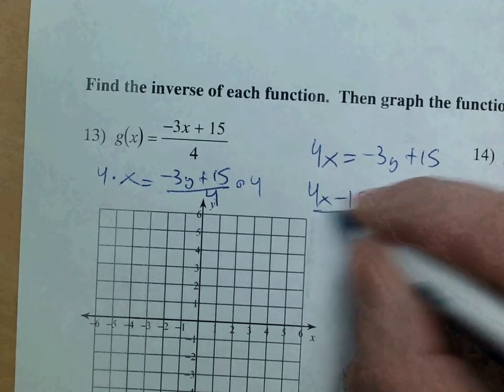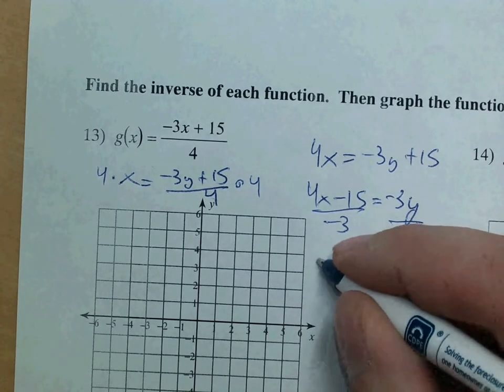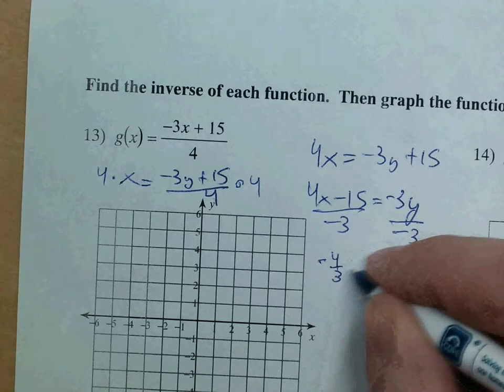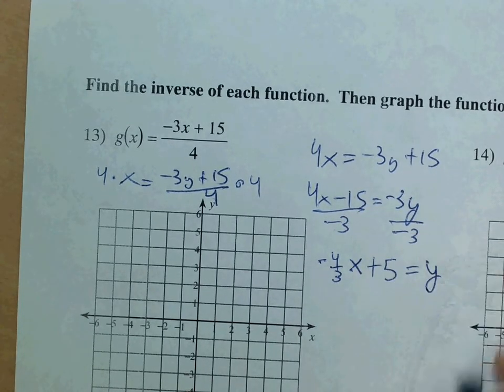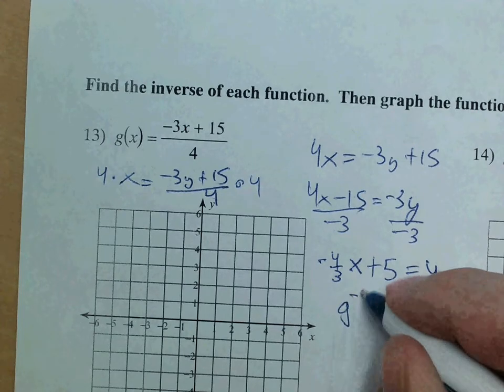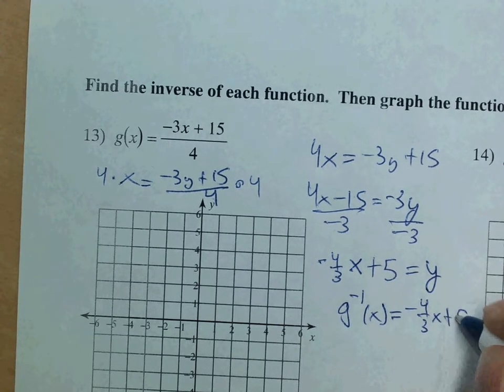And we can subtract 15 on both sides. And finally, divide by negative 3 to get y by itself. Negative 3 doesn't go in evenly here, so we're going to get negative 4/3 x. Negative divided by negative is a positive, equals y. So g inverse of x is equal to negative 4/3 x plus 5.